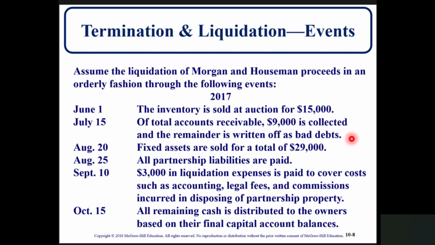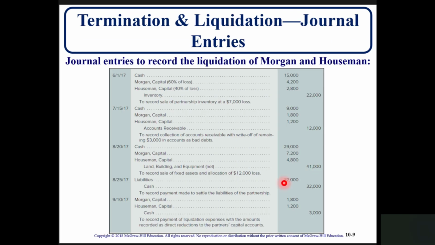July 15th, a total of $9,000 of accounts receivable is collected, and the remainder is written off as bad debt. Fixed assets are sold for a total of $29,000. All partnership liabilities are paid. $3,000 in liquidation expenses is paid to cover costs such as accounting, legal fees, and commissions incurred disposing of partnership property. All remaining cash is distributed to the owners based on their final capital account balances.